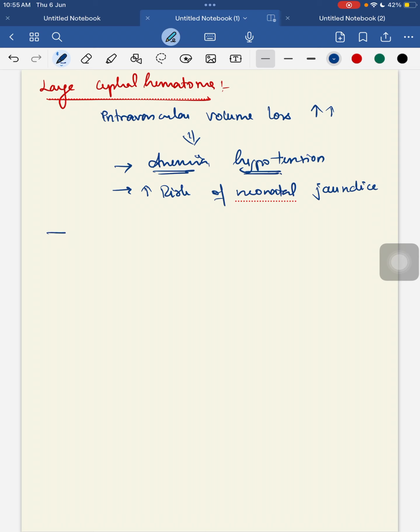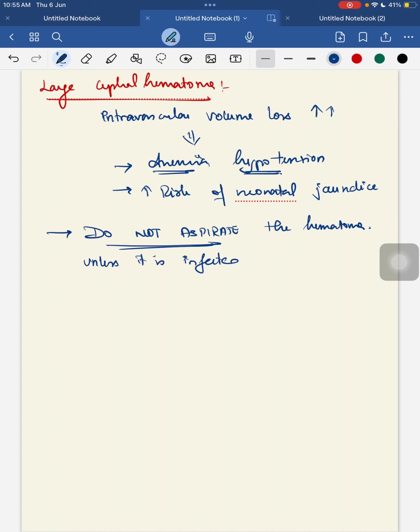Yes. Next, going on to our third birth injury, that is your subgaleal hemorrhage. So this subgaleal hemorrhage is a very life-threatening one, and its mortality is very high, around 14 to 40%.